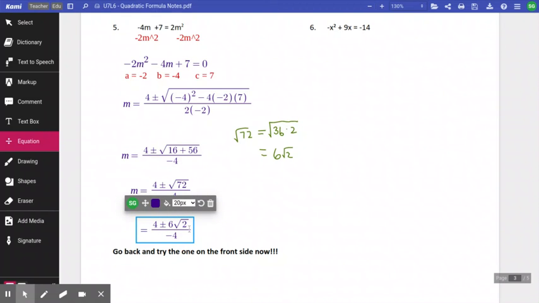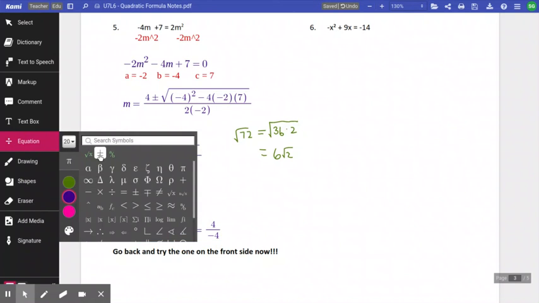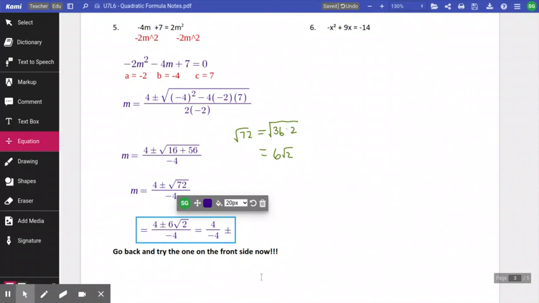But what we can do in this problem is divide by -4. Another way of thinking of this problem is, since that division line goes across the entire bottom of the entire fraction, this is the same thing as saying 4 divided by -4, and then plus or minus that 6 square root of 2 all over 4.